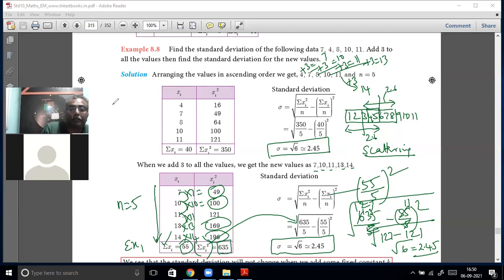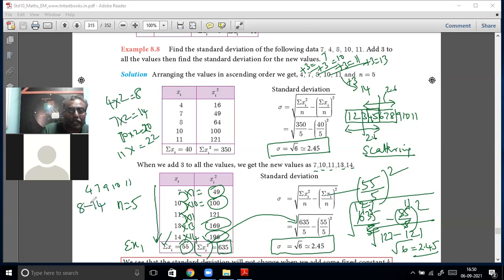But suppose you multiply the numbers. Instead of 4 you multiply it by 2, then it becomes 8. 7 you multiply by 2, then it becomes 14. 10 multiplied by 2 becomes 20. Then 11 multiplied by 2 becomes 22. Now what happens? The numbers start getting scattered. Instead of 4, 7, 9, 10, 11, you get 8, 14. See, the gap is very high. What is the gap between 4 and 7? 3. What is the gap between 8 and 14? 6. See, so it's doubled.